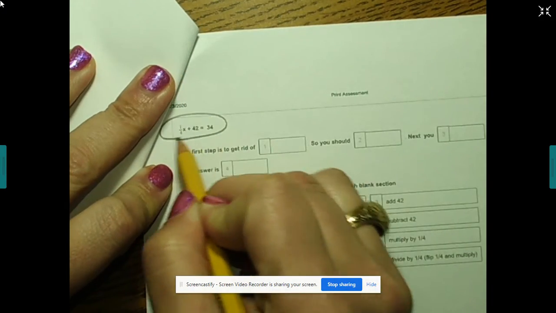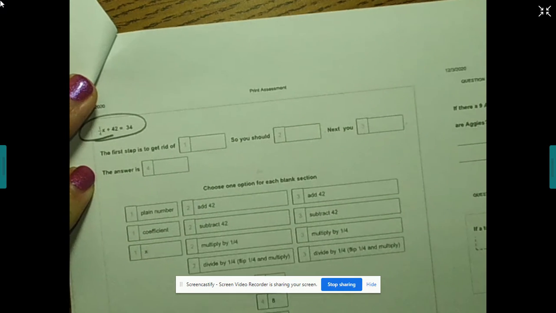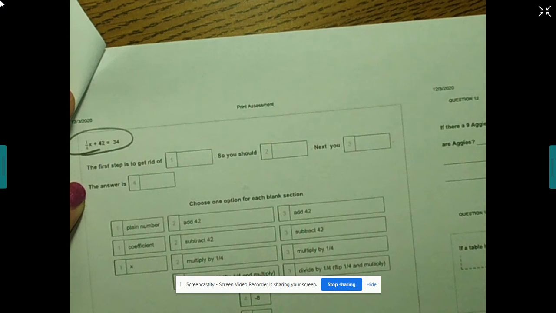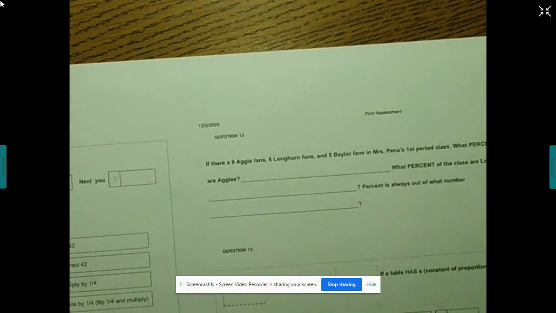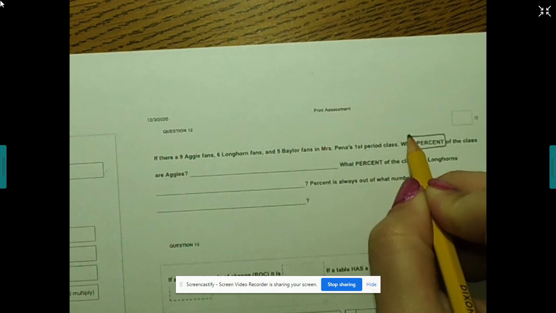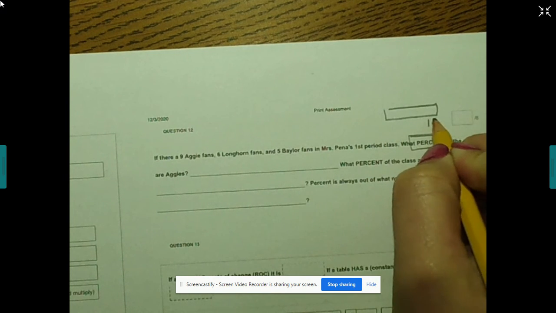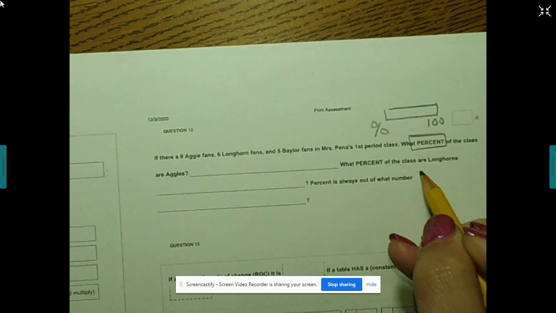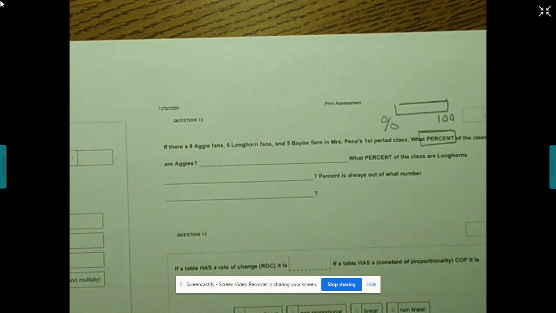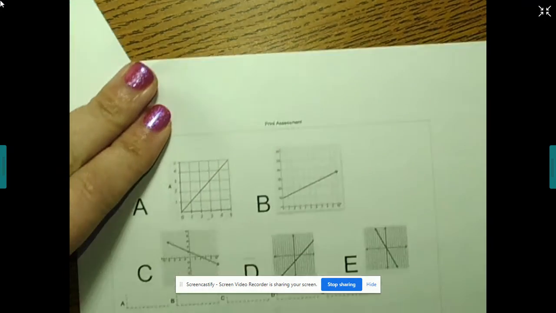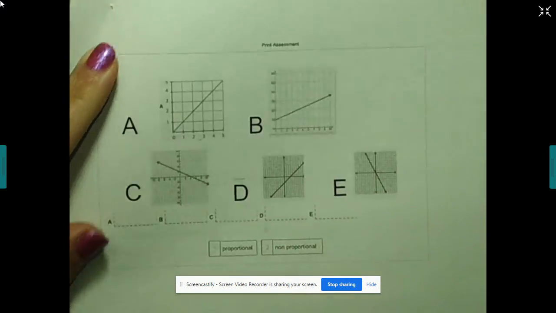Okay. On the next one, this is just an algebra problem. If you need help with algebra, I really need you to come to tutorials because we're going to keep throwing algebra problems in there because algebra is super important. Okay. That's question 11. Question 12 is talking about percent. So remember that you need a total. Remember, you're going to draw your percent bar. Okay. So set up your percent bar on this one. Question 13 is just talking about cop and rock. And then question 14, I just want to know which ones are proportional and which ones are not proportional.